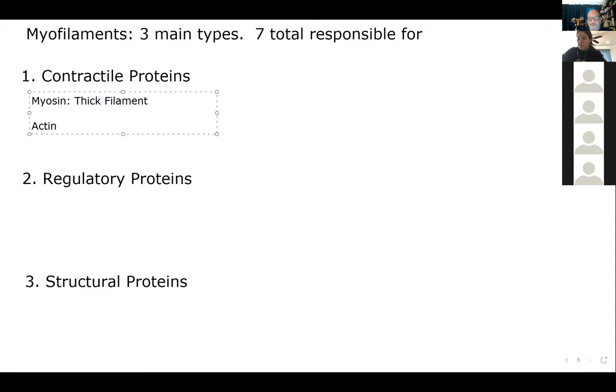Myosin, like actin, as we'll see in a minute, is a dimer. What does dimer mean? Let me go ahead and erase actin for right now. Come to that later. Anyone know what a dimer means?